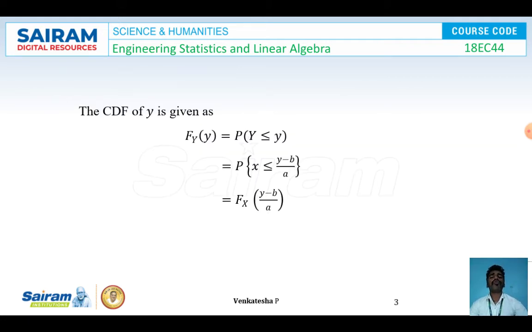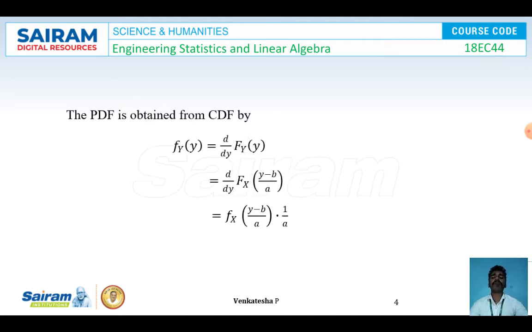Okay, now how to find the CDF of y? The formula to represent the CDF for the above transformation is given by fy of y is equal to P of Y less than or equal to y. So it is nothing but P of X less than or equal to y minus b by a. So it is nothing but fx of y minus b by a. So the CDF of the random variable y can be obtained from the CDF of the random variable x in the form of fy of y is equal to fx of y minus b by a.